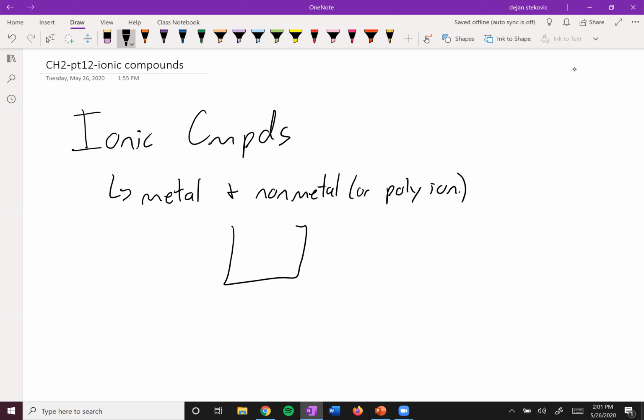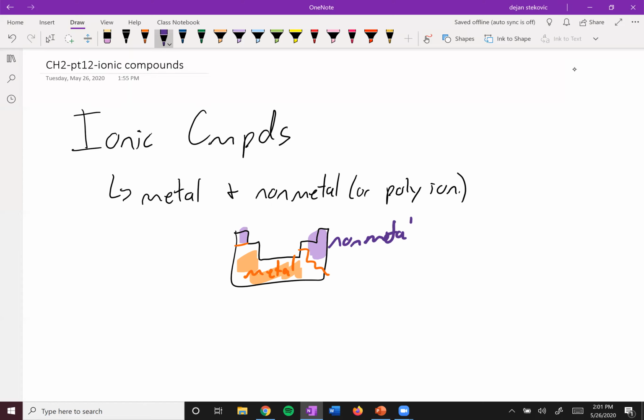So if you think back to your little periodic table here, right, we've got this little staircase thing here. Let me redraw that, that was not good. Got this little staircase here. And then below is metals, and then above is nonmetals. So if we have a metal and a nonmetal combining, they will form an ionic compound.